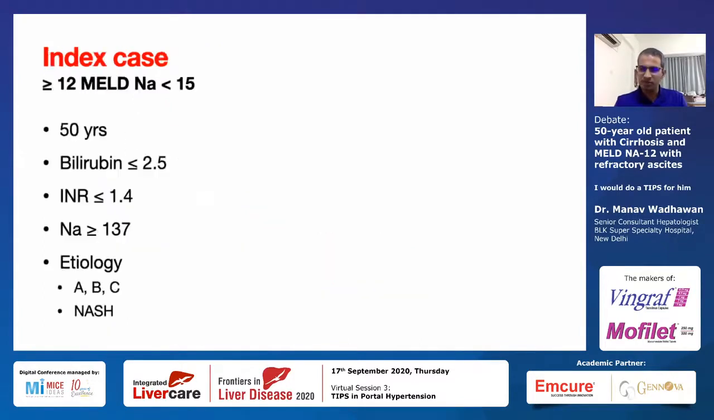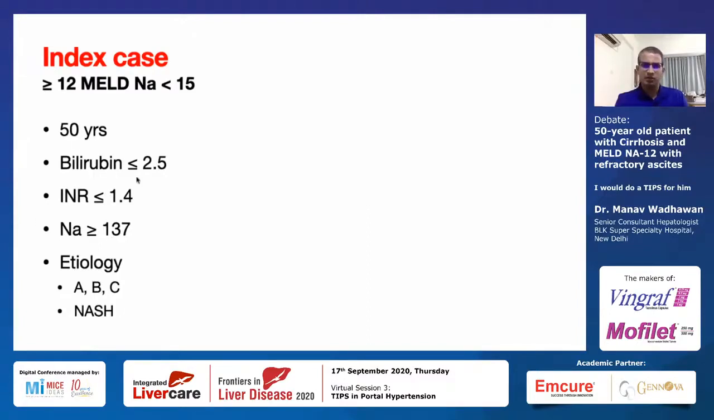What are the options? This is the index case. So I thought instead of MELD sodium of 12, let's expand it further. Let's give some more leverage. Let's make it MELD less than 15, so even MELD 13 and 14. If you look at this kind of patient, the bilirubin has to be less than 2.5, INR less than or equal to 1.4, and sodium should be more than 137. Whichever permutation and combination you put, these three parameters will remain like this.